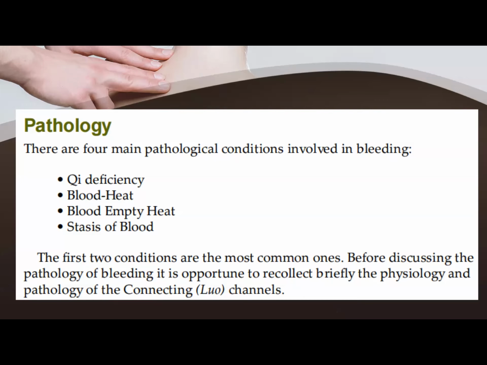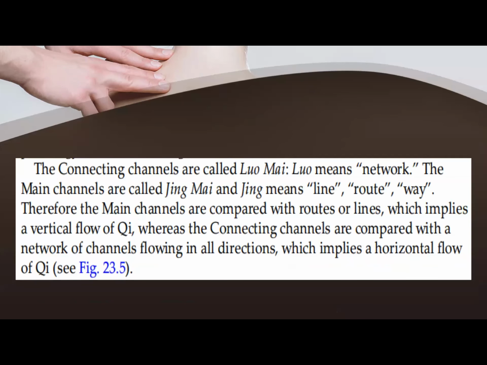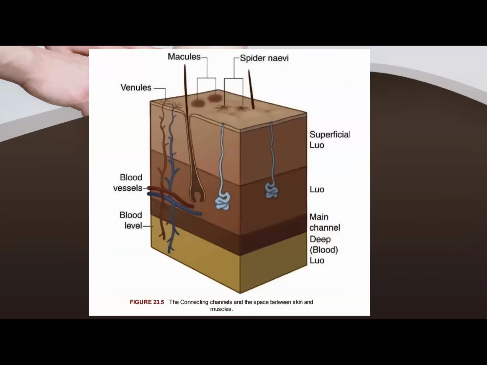Okay, so before discussing the pathology, it is opportune to recollect briefly the physiology and pathology of the connecting or luo channels. The connecting channels are called luomai. Luo means network. The main channels are called jingmai, and jing means line, route, or way. Therefore, the main channels are compared with routes or lines, which implies a vertical flow of qi, whereas the connecting channels are compared with a network of channels flowing in all directions, which implies a horizontal flow of qi.